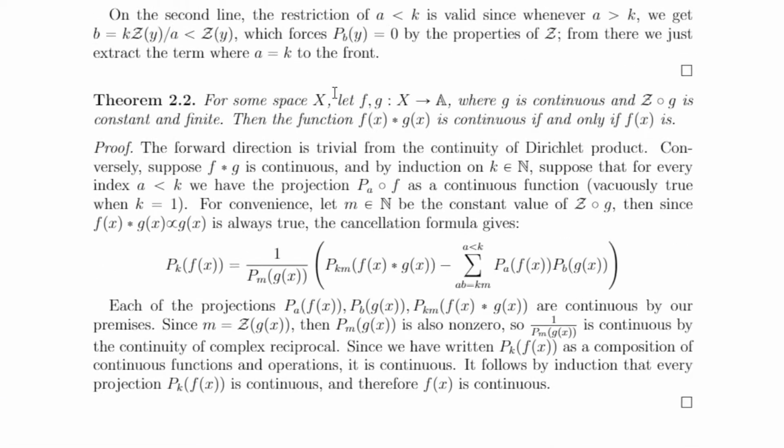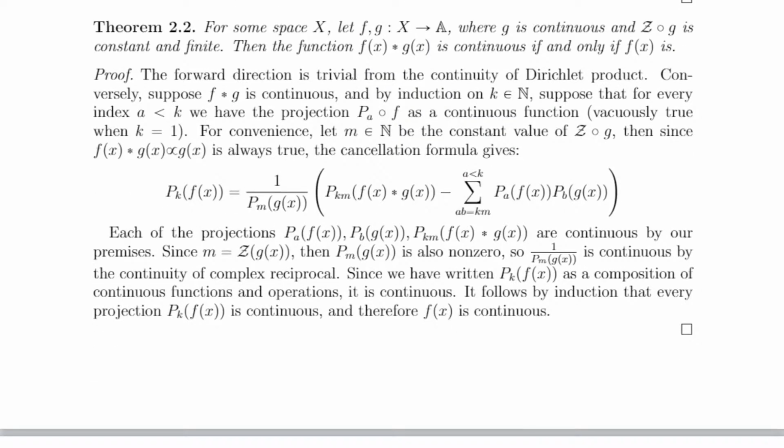The reason we know that: we have x a topological space, f and g map x to A, and g is continuous. In this case, g is just the identity function. It's continuous, and its z value is constant and finite. That's true because in our domain A star, if we have x inside of A star, its z value has to be 1 in order for it to be a unit. Its first index has to be non-zero. Because g is just the identity map, whenever x is in A star, then g of x is also in A star. So g of x will also have a z value of 1.